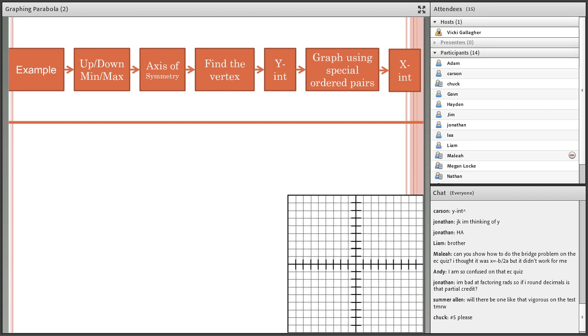Yes, there will. That was number one on the quiz that some teachers gave out, and absolutely there will be one like that on the test tomorrow. Different numbers, obviously, but same concepts. Okay, so number 5 from the quiz.